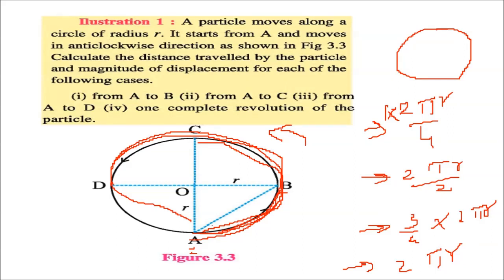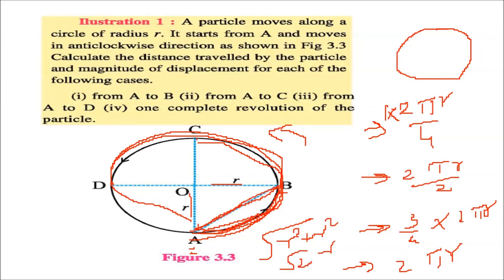Let us know the displacement from A to B. Now the displacement is this one, not this one, but this one. So this is r square, and this is r square. We'll use the Pythagoras theorem, under root r square plus r square. This will give you under root 2r.